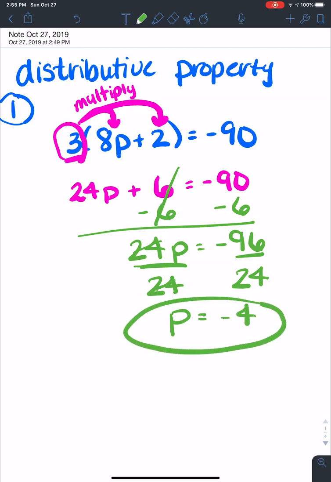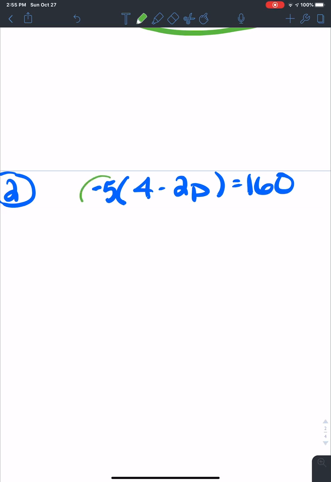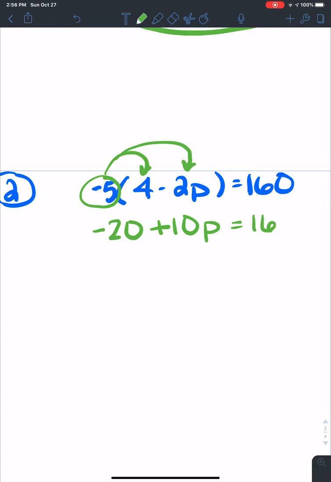Okay, let's try another one. And this one, let's change the number out in front of our parentheses to be negative to see how that works. So in this one, my number out in front is negative 5. And it's got to be distributed to both pieces. So negative 5 times positive 4 is negative 20. Negative 5 times negative 2p is positive 10p. Equals 160.